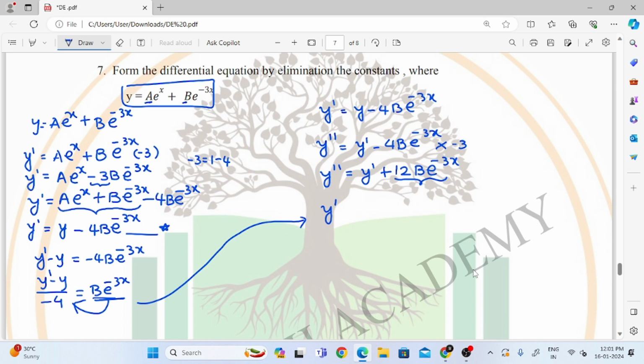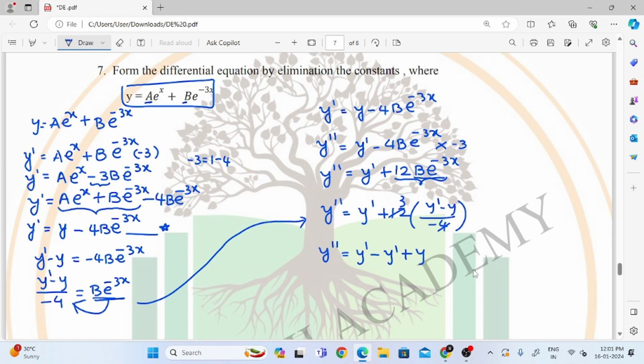That value we will substitute here. So y double dash is equal to y dash plus 12 as it is, times the value of b e raised to minus 3x, that is (y dash minus y) upon minus 4. Now b we have eliminated, so we just have to simplify. So y double dash is equal to y dash, 4 3s are 12, and plus minus becomes minus y dash, and minus minus becomes plus y.